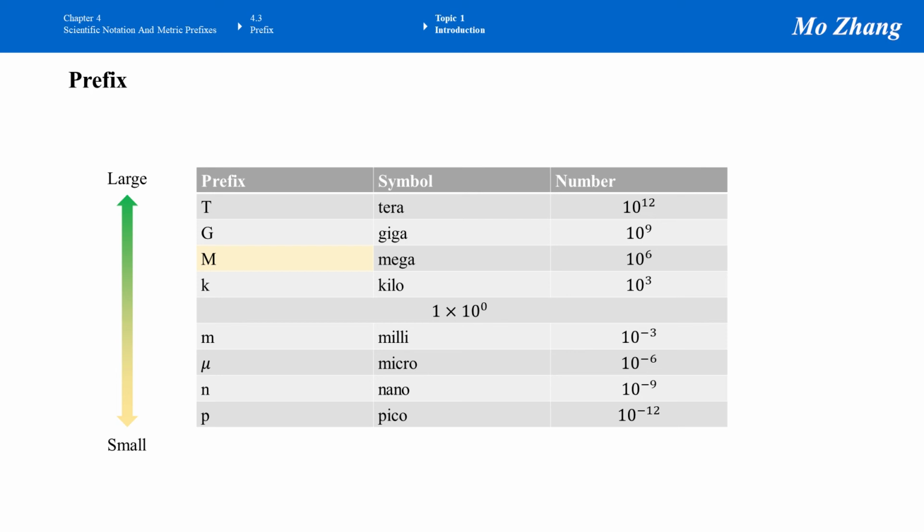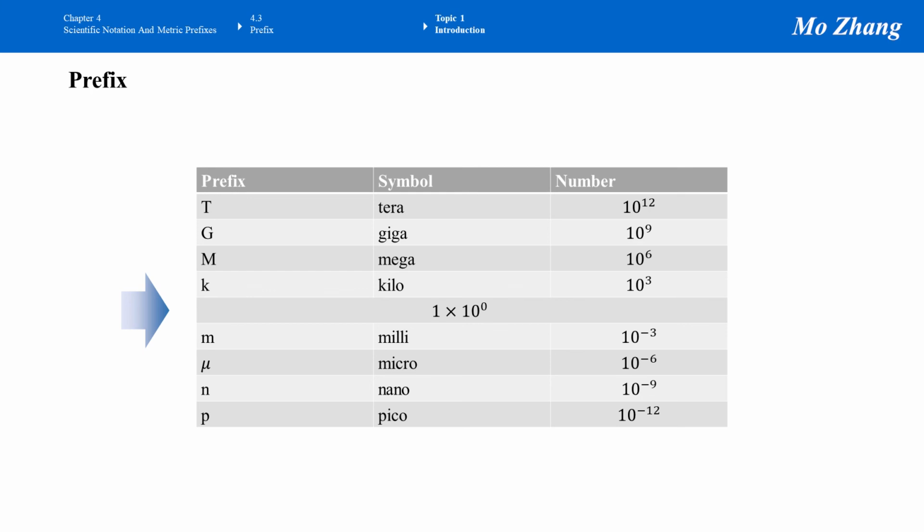If you go upward one more unit, the G means giga. A giga is 10 to the power 9, which is 1,000 times larger than the preceding prefix, mega. The largest prefix that we need to know for our class is tera. Tera is 10 to the power 12, 1,000 times larger than giga.